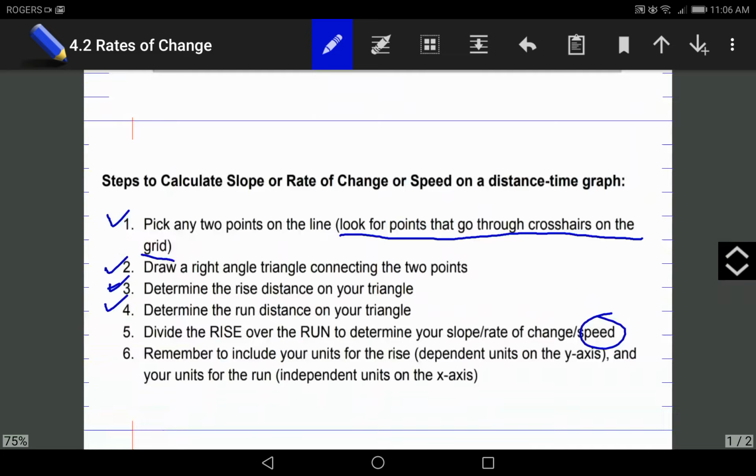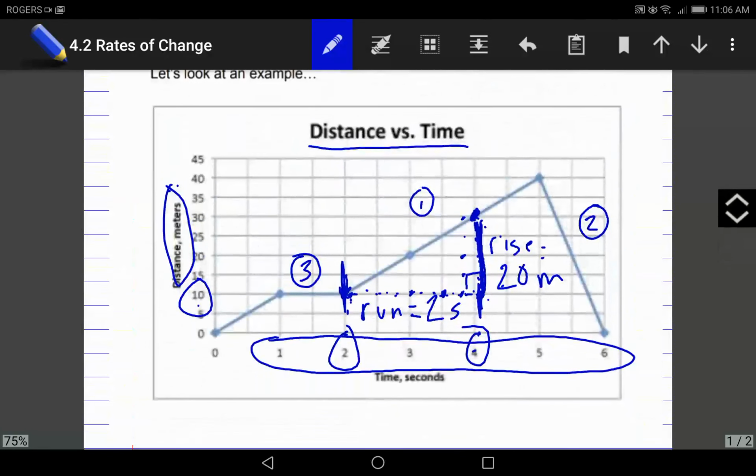Okay? So if I go back to the graph, this line here, this entire line, and it doesn't matter which 2 points you picked, you would have got the exact same answer. Trust me, you could have picked any 2 points along this line and you would get the exact same answer. You would get 10 meters per second.